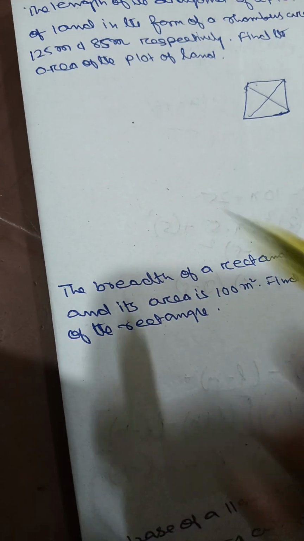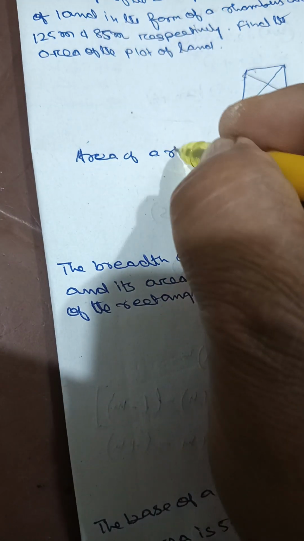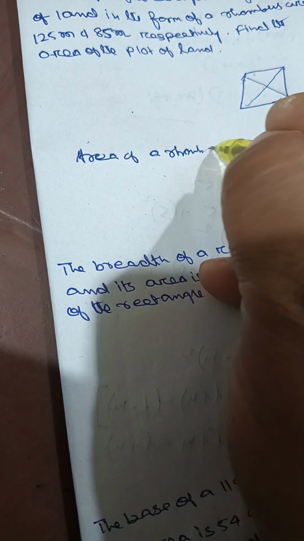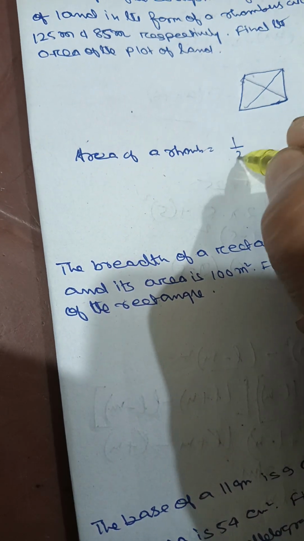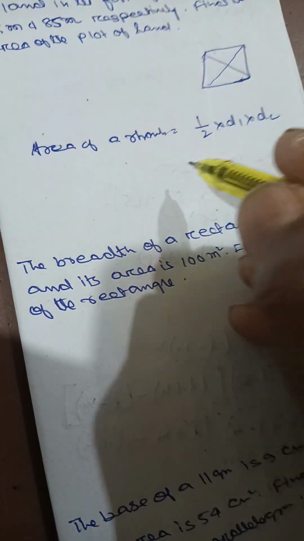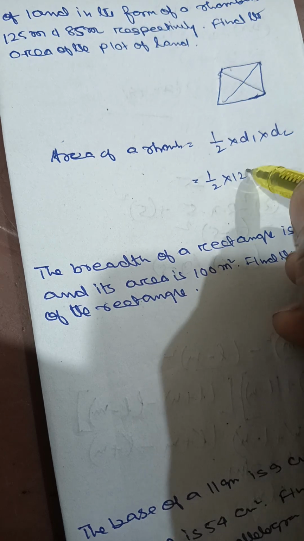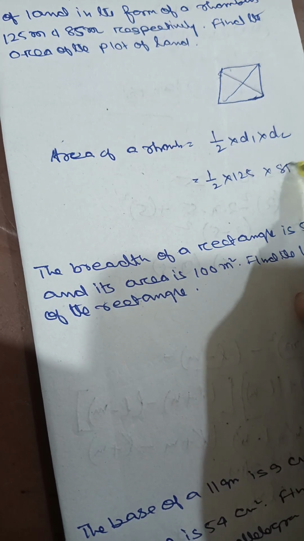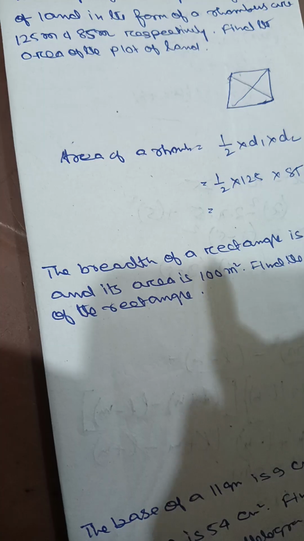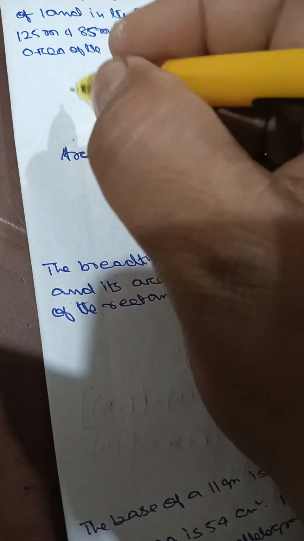You remember, area of a rhombus is half into d1 into d2. d1 means diagonal 1, so you write half into 125 into 85. Now you multiply half into 125 into 85.